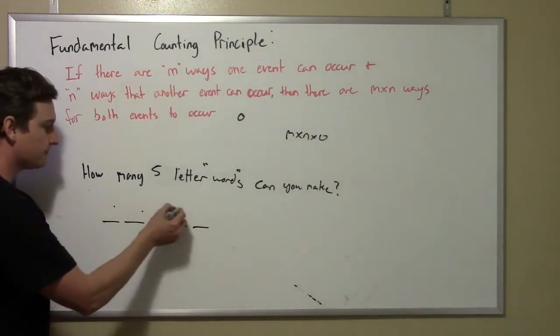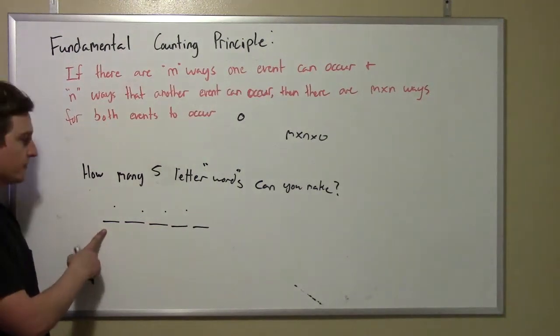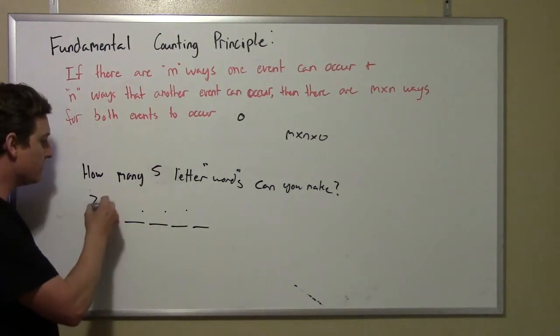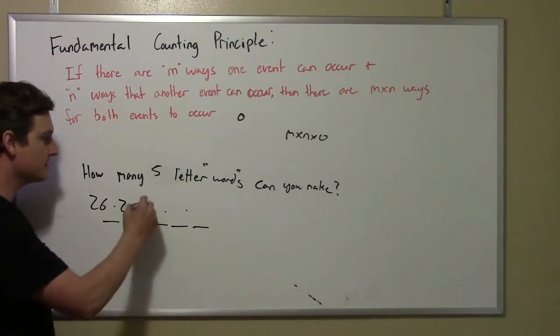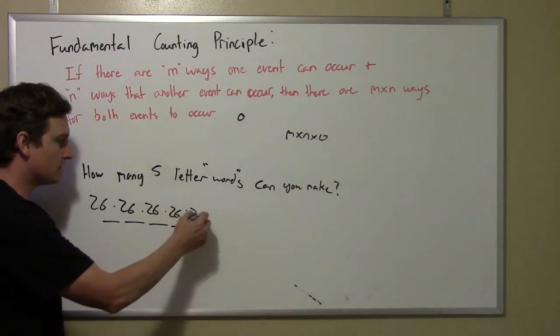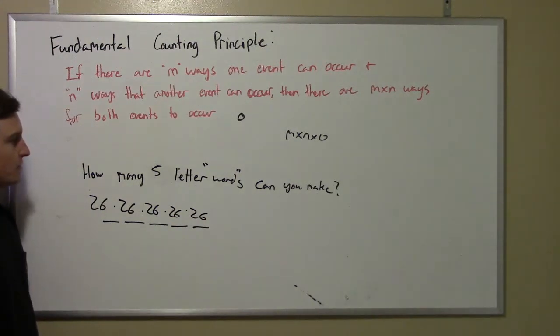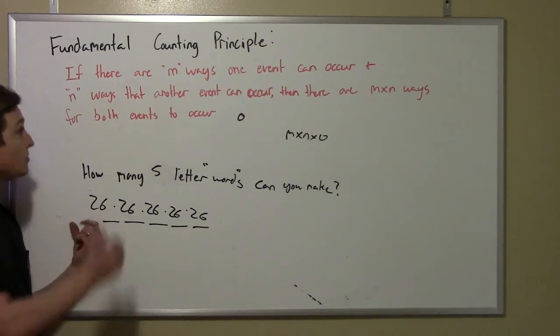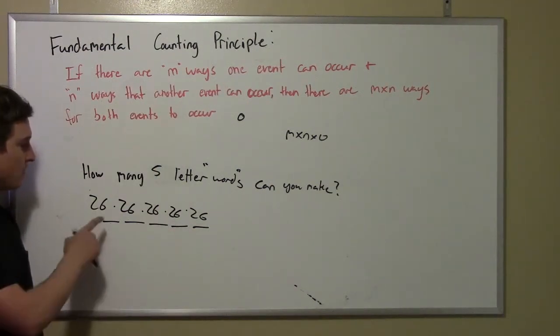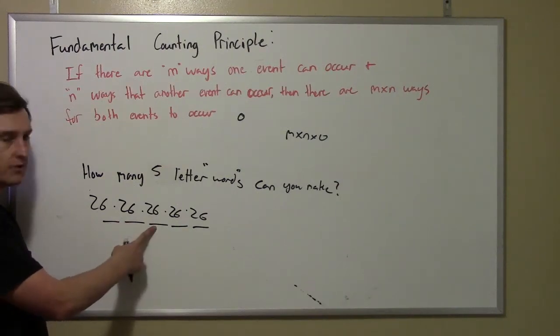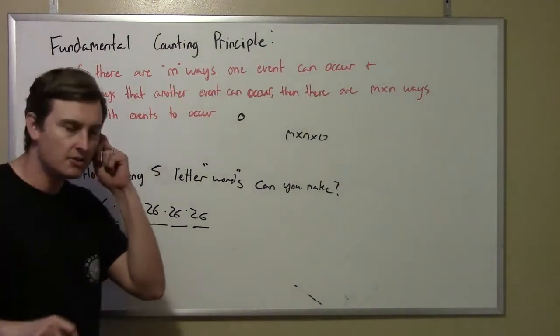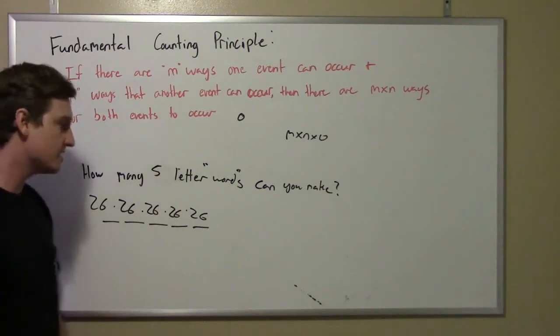All right, so how many different options do we have for the first one? Well, there's 26 letters in the alphabet, right? And how many choices do we have for the next one? Again, there's 26, 26, 26, and 26. So if you wanted to find out how many 5-letter words you can make for a password or something like that, you would use this fundamental counting principle. You would say, how many ways can the first event occur? How many ways can the second event occur? How many ways are there for the third event to occur? And choosing a letter or choosing a digit or whatever is basically an event.